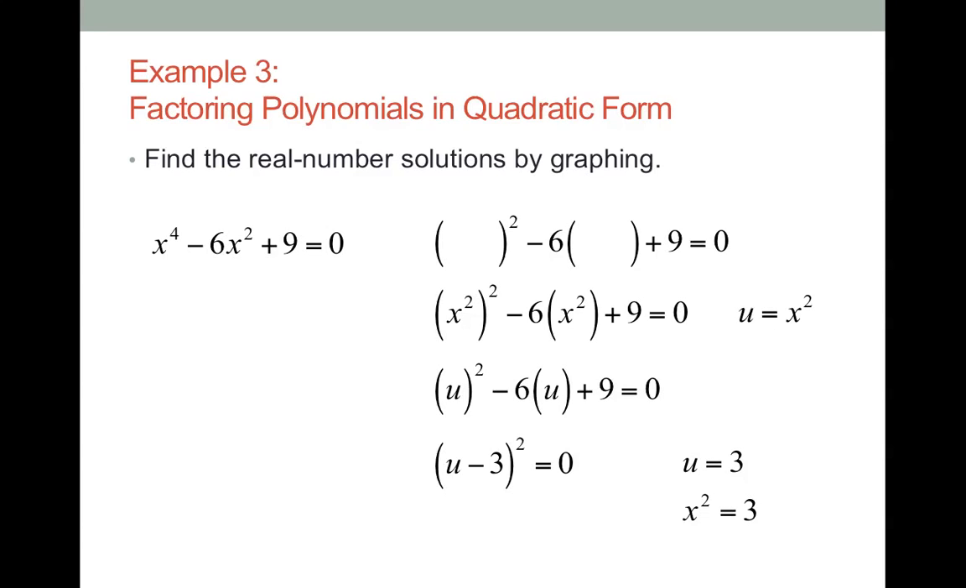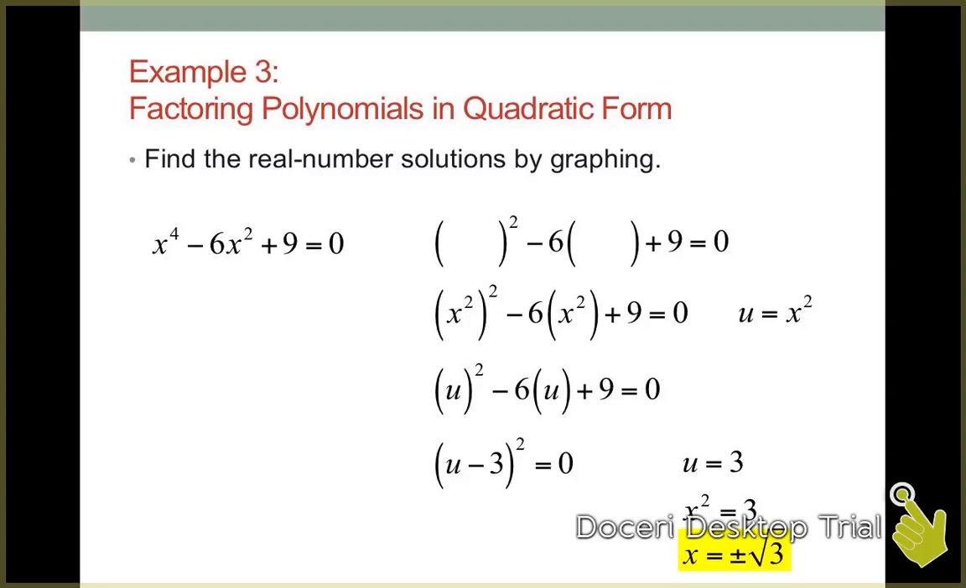And so now we do whatever we need to get x by itself from there, which means in this case, square root both sides, and we end up with x being equal to plus or minus the square root of 3. So that takes us all the way to the end of what our final answer should be, what our x solutions should be. But to get there, it helps if we do a u substitution.